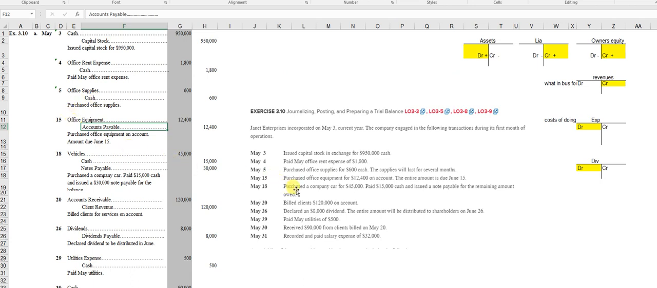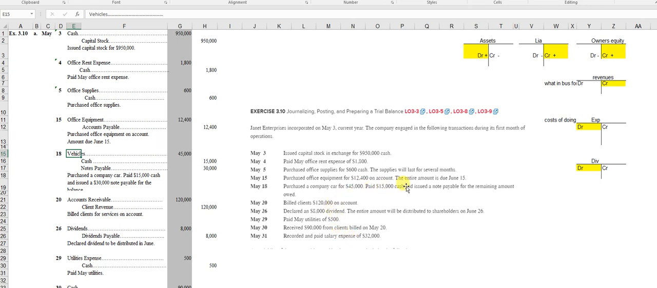Next one, purchased a company car for $45,000. What did I get? I got a car. A car is an asset, so I debit vehicles or car. A lot of times these account names are whatever you make them. In this particular problem, they gave us a list of account names to use. Generally in a business, you would go look at their account titles and use what they have. So we would use vehicles since they don't have car.